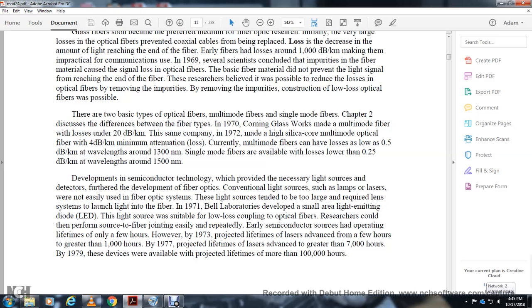Currently, multimode fiber can have losses of 0.5 decibels a kilometer at wavelengths of up to around 1300 nanometers. Single-mode fibers are available with loss lower than a quarter decibel at wavelengths around 1500 nanometers.